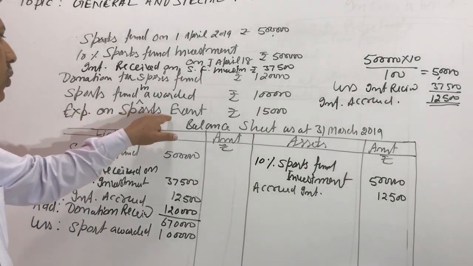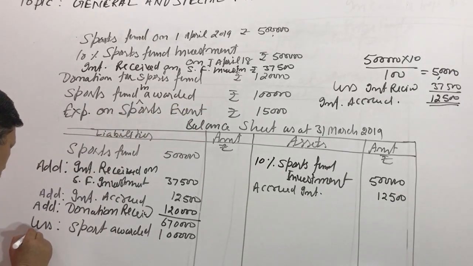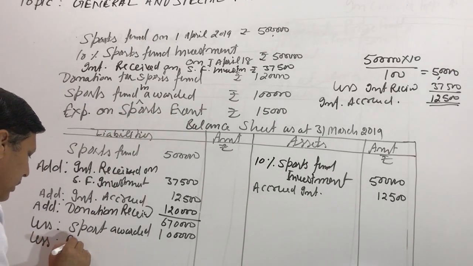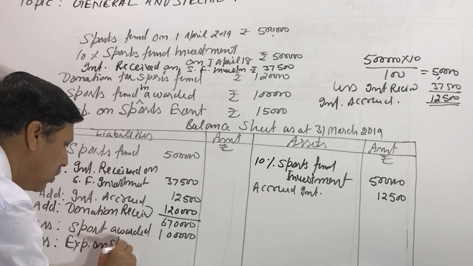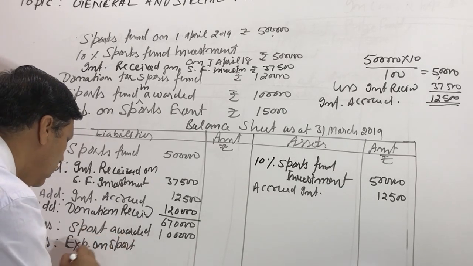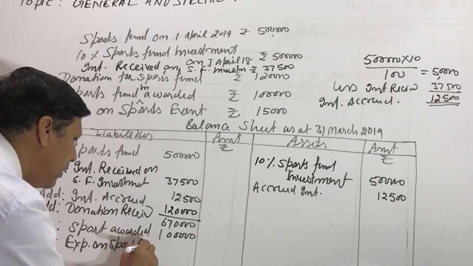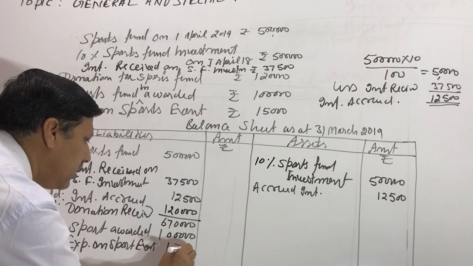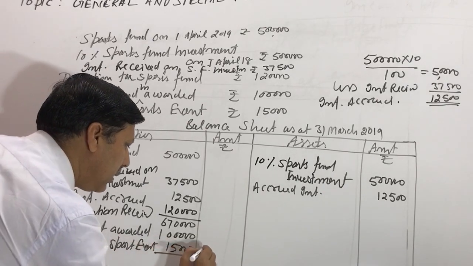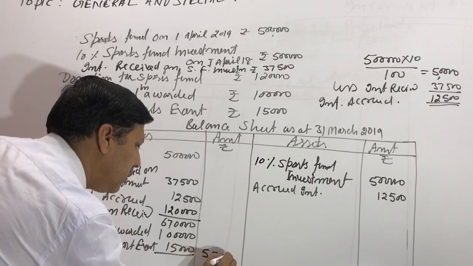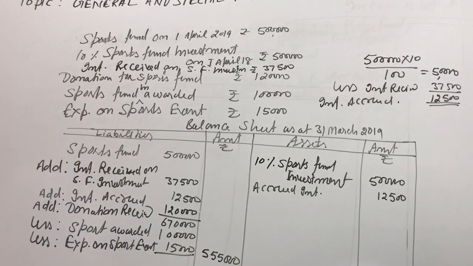Next one is expense on sports event. It is also deducted from here. Less expense on sports event, that is 15,000. So we deduct from here, that is 5,55,000 net amount. So we can show these items for a special fund in the balance sheet like this.